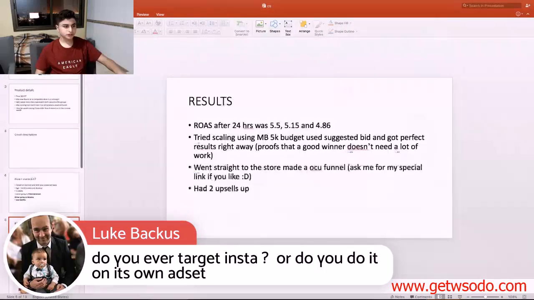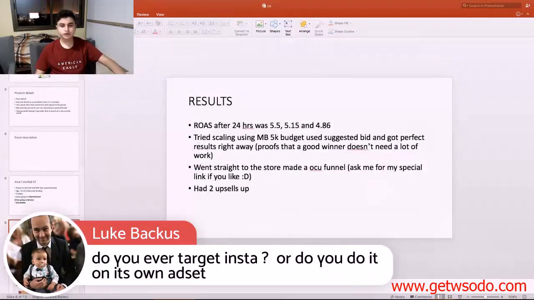So the results were ROAS after 24 hours of 5.5x, 5.15 and 4.86.